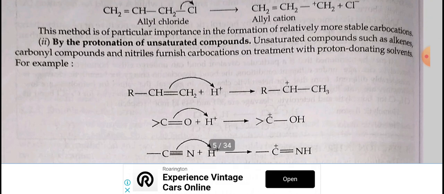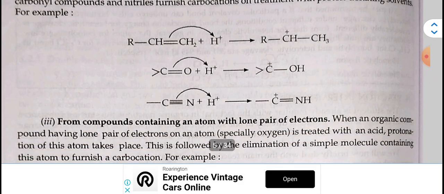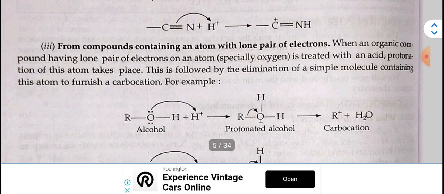By the protonation of unsaturated compounds. Unsaturated compounds such as alkenes, carbonyl compounds, and nitriles furnish carbocations on treatment with proton donating solvents. For example, from compounds containing an atom with a lone pair of electrons.